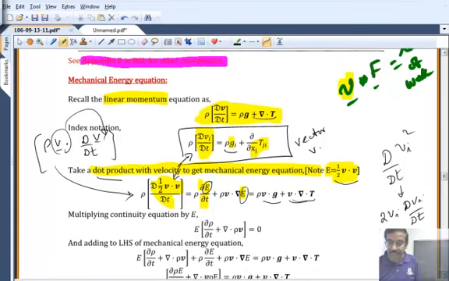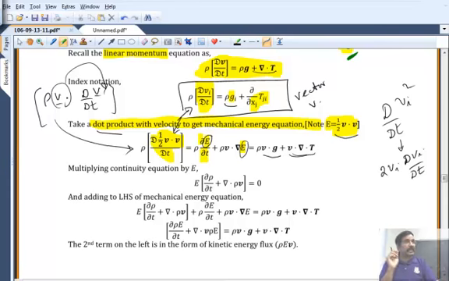So in fact, you can see a relationship between this and the Bernoulli equation. The Bernoulli equation is one step away from this. If I drop the shear stress, because there is no viscosity, there is no friction in the Bernoulli equation, but there is pressure. So I should replace T by P, and then I will get the 3 terms: the gravity, the pressure, and the kinetic energy.